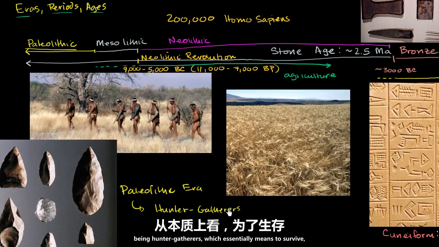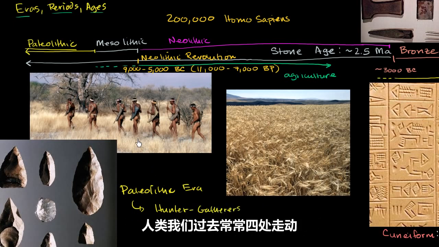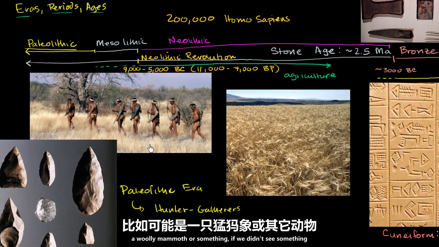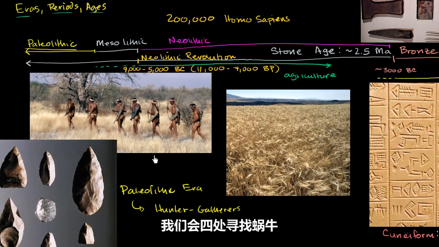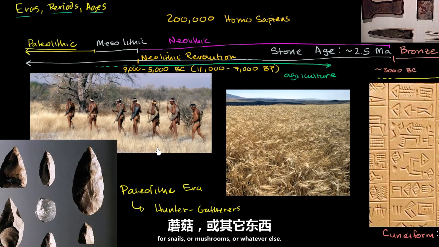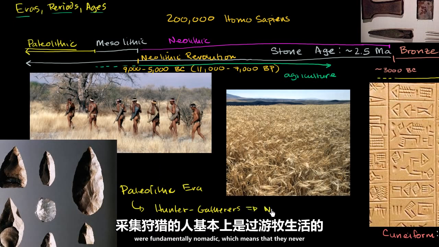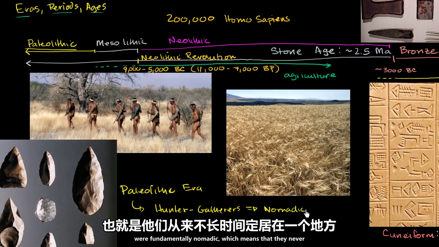Hunter-gatherers, which essentially means to survive, we used to walk around a lot. If we couldn't see something obvious to hunt, maybe a woolly mammoth or something, we would look around for snails or mushrooms or whatever else, and that's how we would survive. That's how we would live. And because we were constantly adapting to our environment based on the seasons, maybe following animals as they migrated, hunter-gatherers were fundamentally nomadic, which means that they never settled in one place for a long time.